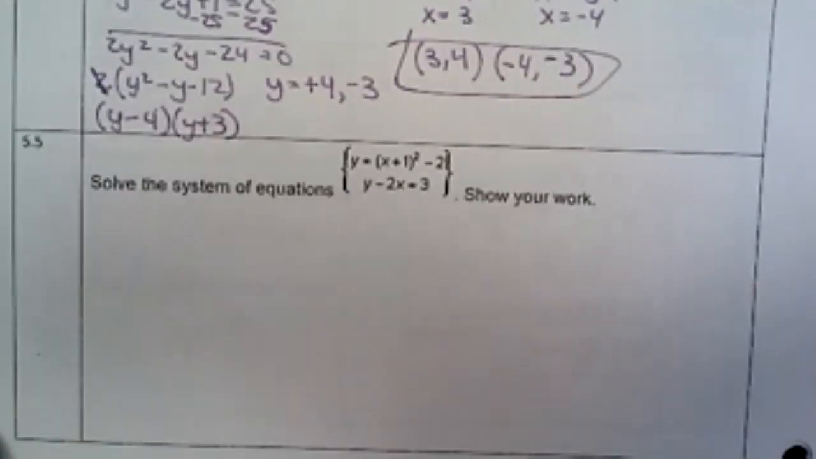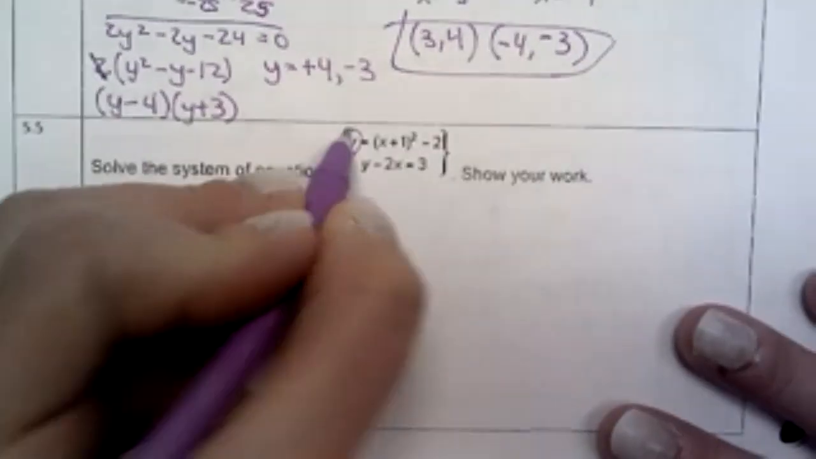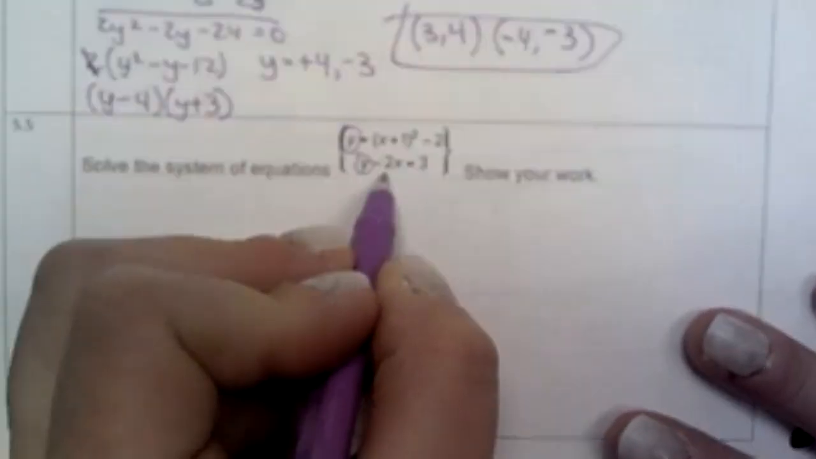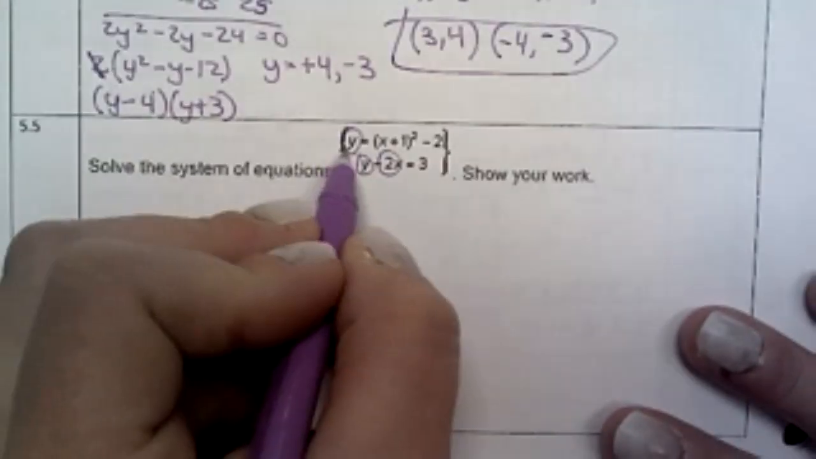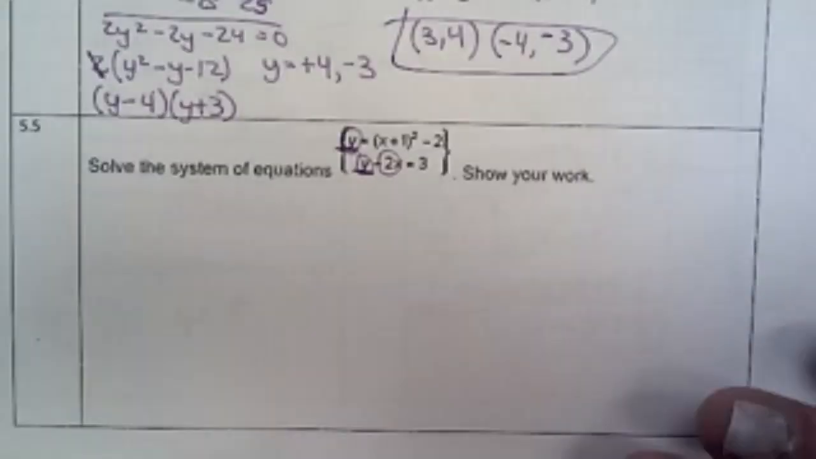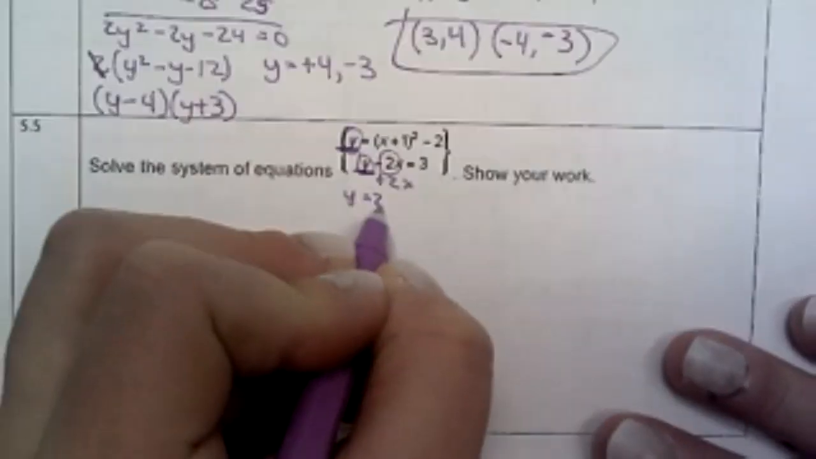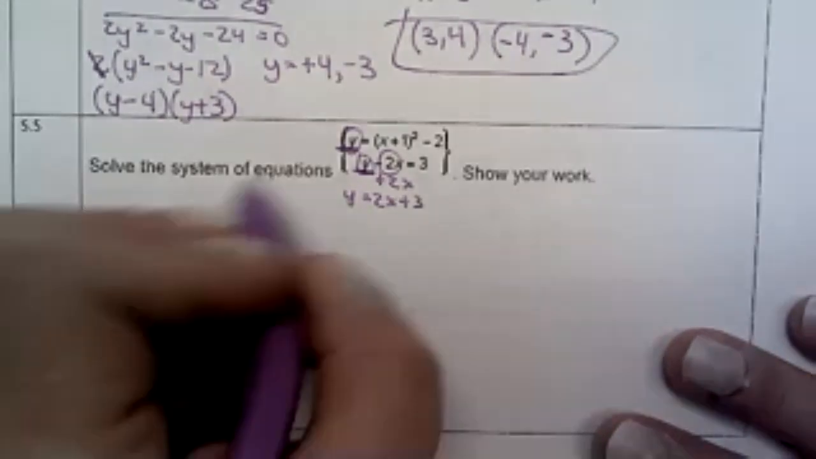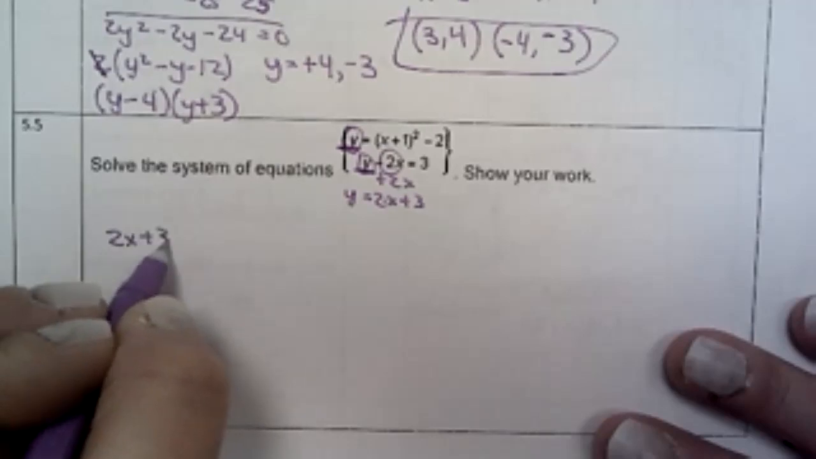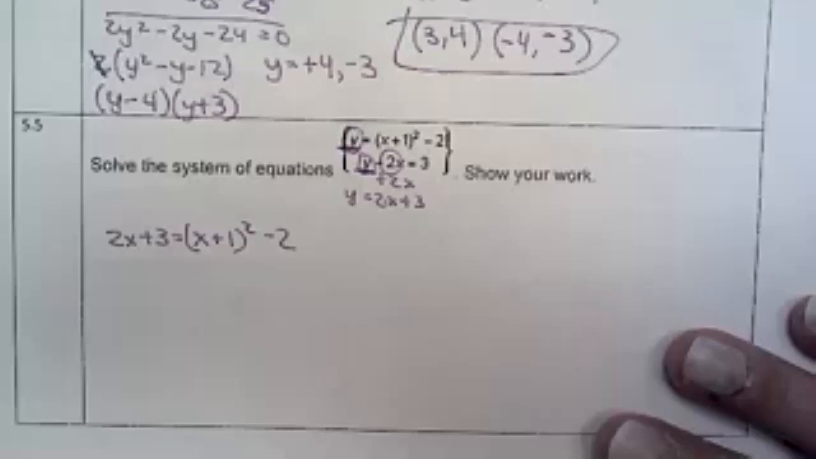Let's go ahead and do the next one here. So I see that I have a y equals, and then I have an x plus 1 squared here. I see that I have an x and a y in this equation. Well, if I have a y equals, I can get this equation set equal to y, and then I can just set both of those equal. So I'm going to add 2x to both sides, and I get y equals 2x plus 3. So now I'm going to substitute this y in, and I can set both of these equal to each other. So x plus 1 squared minus 2.